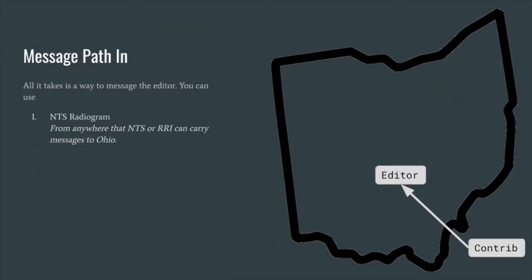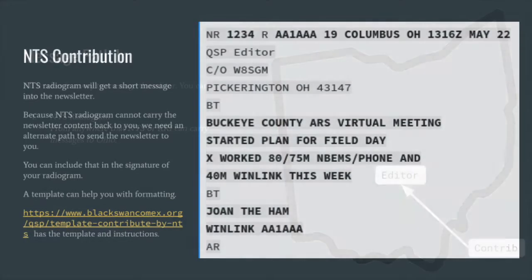First, we consider the NTS option. In this example, Joan the Ham wants to send a contribution using amateur radio's system of coordinated nets to support relay stations. To do so, she can originate a radiogram. Episode 3 on this channel showed how to do that in detail.